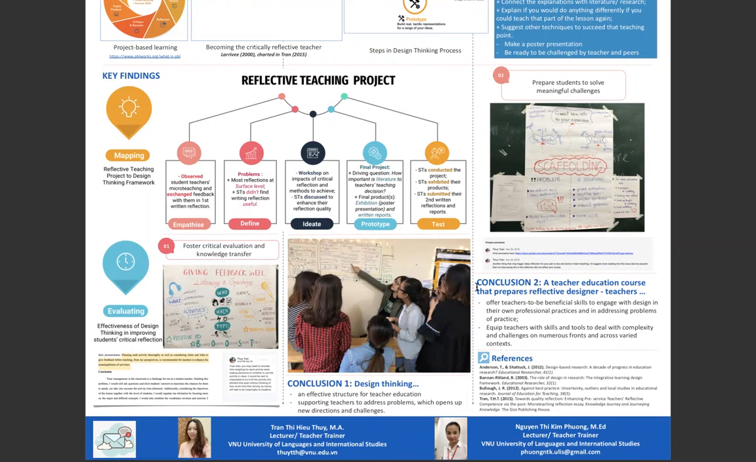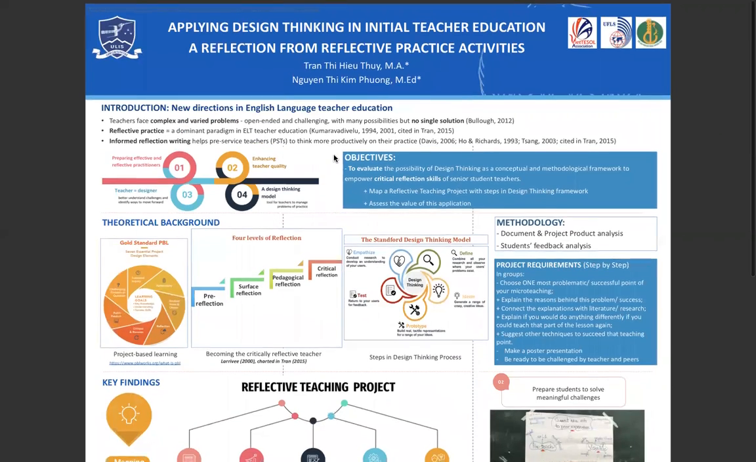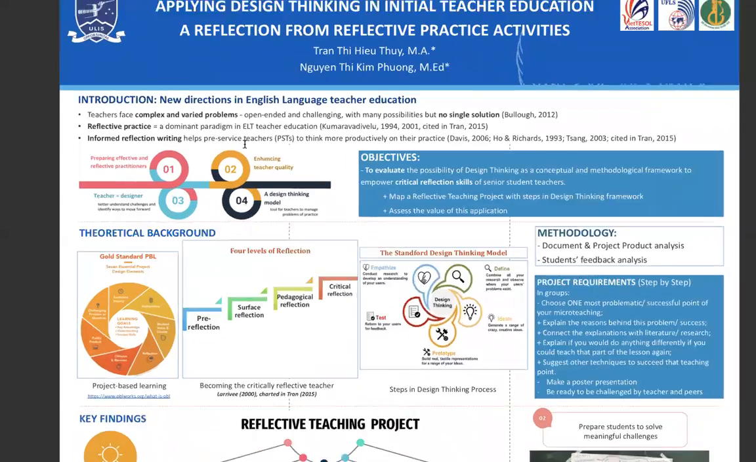All right, so let's start. Let us introduce ourselves. We are Thuy and Nguyen Phuong. We're from the University of Languages and International Studies, Vietnam National University, Hanoi. We're both lecturers and teacher trainers at the Division of English Language Teaching Methodology. Okay, now let's come to our main story today.